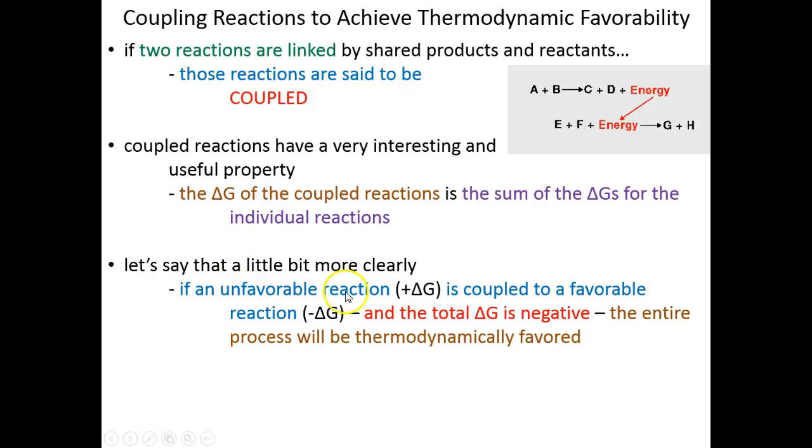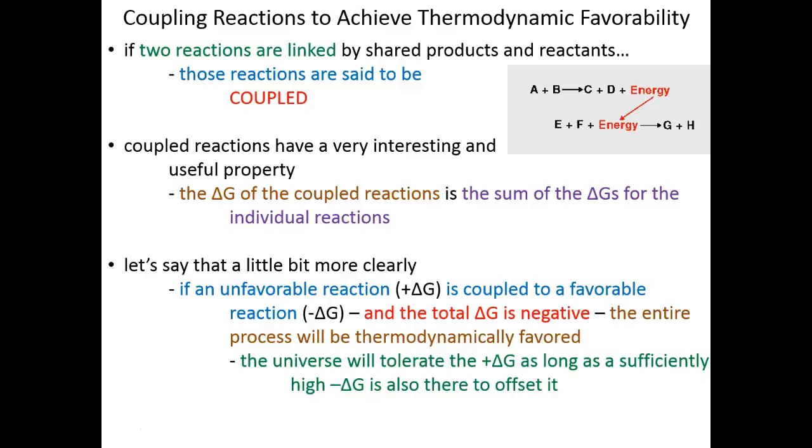But if the reactant for that positive 5 reaction is the product of a reaction with a negative 7 delta G, you can couple those two reactions together. Your overall delta G will be negative 2, because the combination of negative 7 and positive 5 is negative 2. The universe is happy, it's getting negative 2 units of energy. The exergonic reaction occurred because it was spontaneous, but the endergonic reaction occurred as well due to coupling. So the universe will tolerate a positive delta G reaction occurring as long as it is sufficiently offset by an even larger negative delta G that it is coupled to.